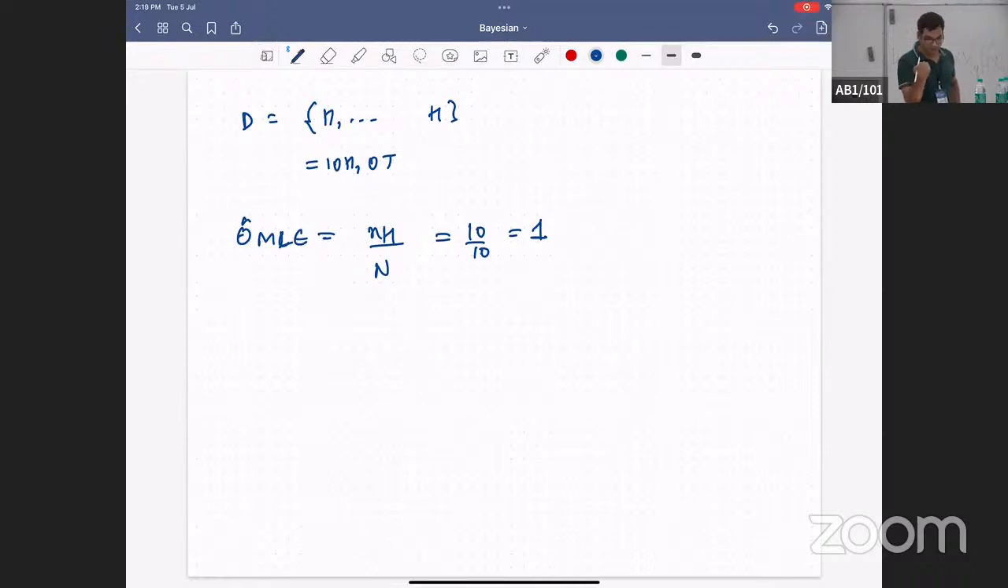But the MLE value of theta is indeed 1. Given this data set of 10 heads, what is the most likely explanation of theta? It is probability of heads equal to 1. That is what you can write.